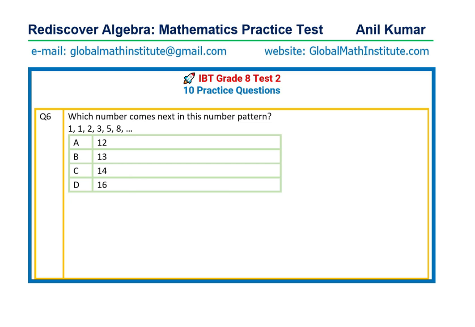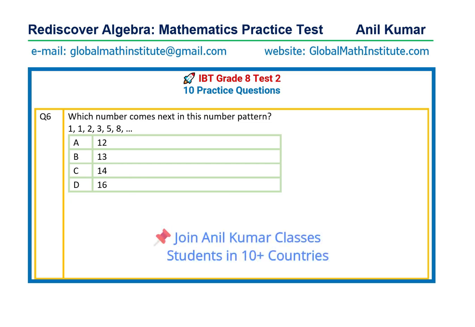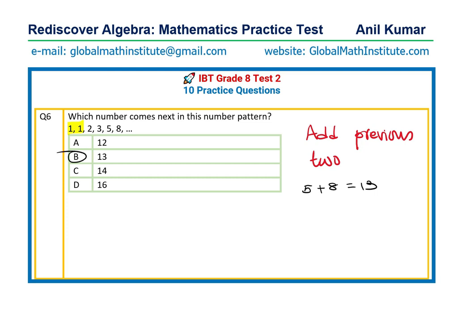Which number comes next in this number pattern? 1, 1, 2, 3, 5, 8. Very famous sequence. Many of you must have seen this called the Fibonacci sequence. How do we get the next number? Add the previous two to get the next. For example, if I add 1 and 1, I get 2. Do you see that? 1 plus 2 is 3, 2 plus 3 is 5, 5 plus 3 is 8, and therefore the next number should be 5 plus 8, which is 13. Option B is the right option.